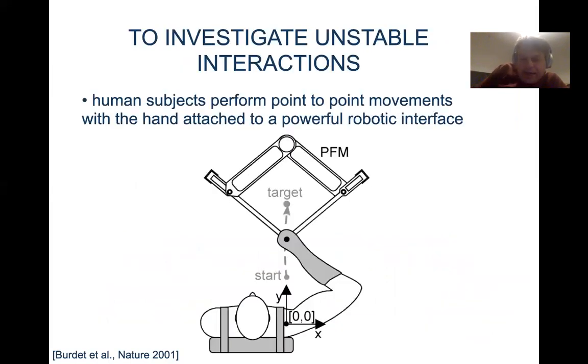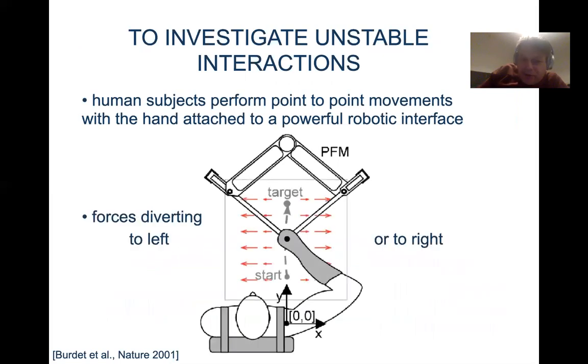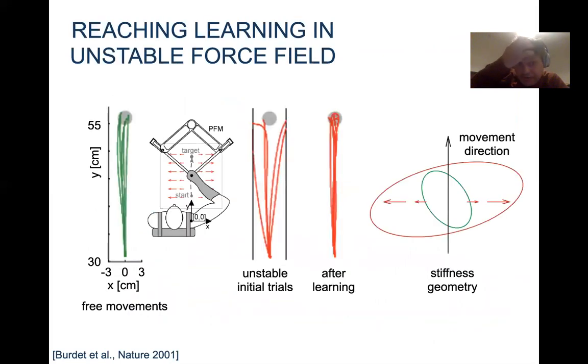So we designed an experiment with a robot. So you do reaching arm movements, like taking a cup, and generally you make straight line movements, and you have a force field that is amplifying deviation to either side, to the right or to the left. And we see the experimental result. So in green, you have free movement. You see that they are never exactly the same. So free movement to the target.